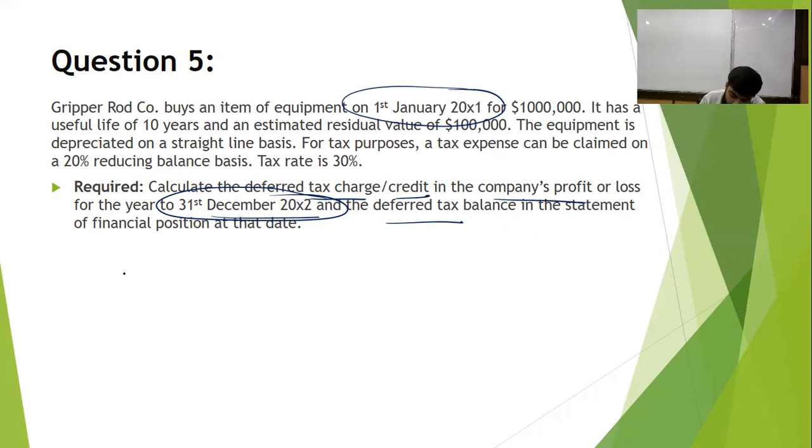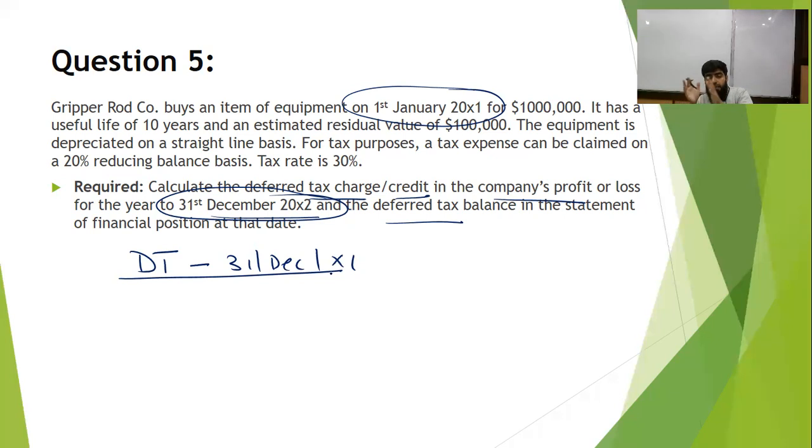First of all, we need to calculate the deferred tax at 31st December 20x1, because we cannot calculate the deferred tax for 2002 unless we calculate it for 2001. For this, we need the carrying amount and the tax base for the asset. Carrying amount means the value of the asset as per the accounting records.